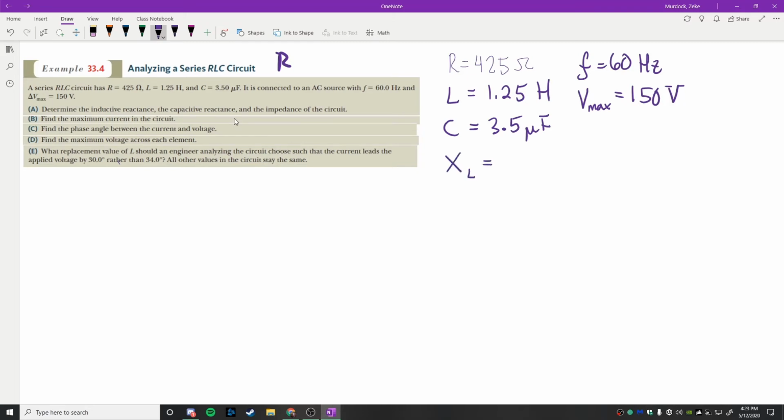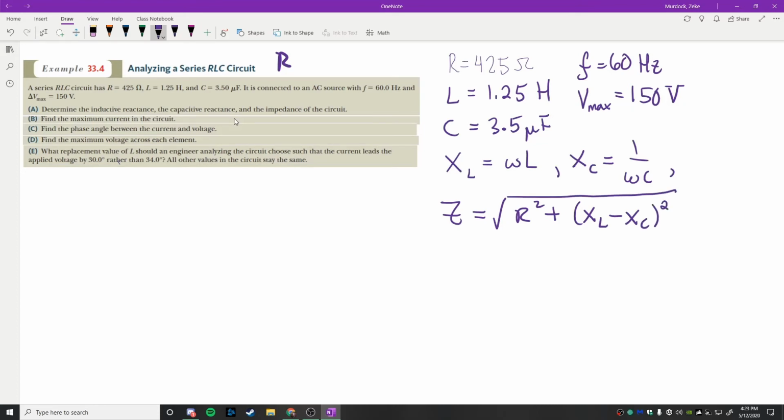Inductive reactance, that's this one. XL is equal to omega times L. Capacitive reactance, that's XC, is equal to 1 over omega C. And then impedance: Z is equal to the square root of R squared plus the inductive reactance minus the capacitive reactance, squared. Maximum current, you get by saying that Vmax divided by the impedance gives you the current.